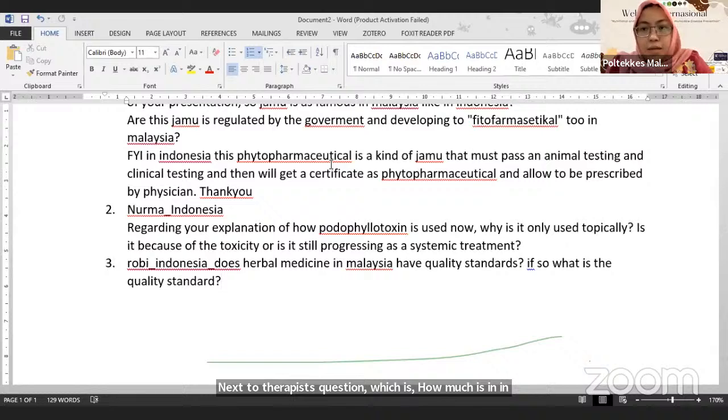Does the herbal medicine in Malaysia have quality standards, or what is the standard if it already has one? Please.